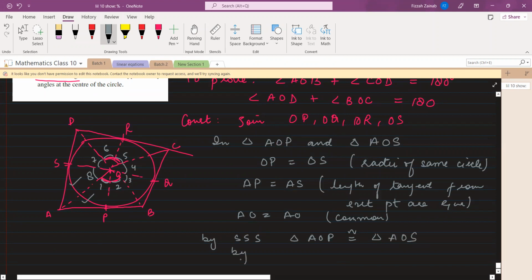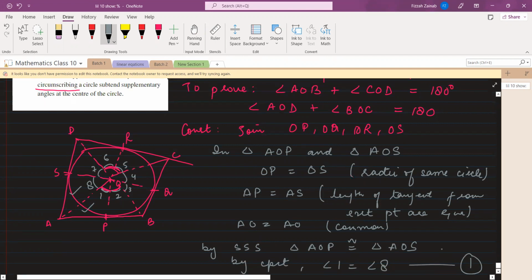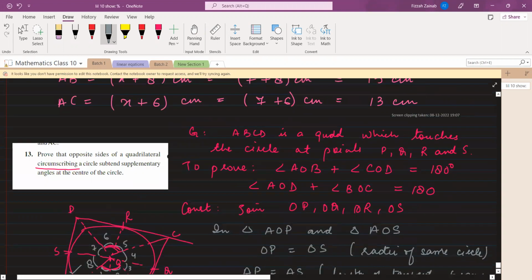And then by CPCT, what will I get? So I'll get angle 1 is equal to angle 8. Equation number 1. I mean, result number 1. Okay, yeah, sure. Please mark the angles correctly, okay? 1, 2, 3, 4, in the correct manner.